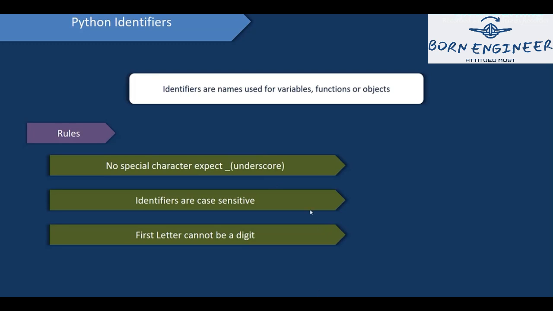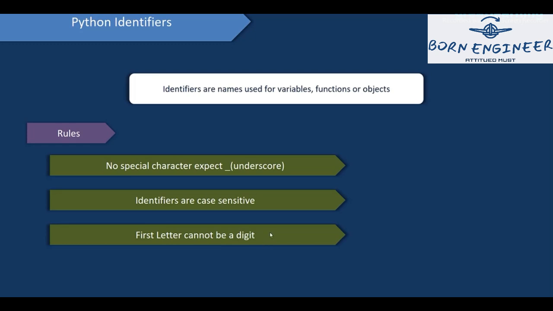You cannot have any special characters in the name of the variable, except underscore. It is also important to keep in mind that identifiers are case sensitive. Let's say you give the name Lisa where L is capital, and you also have another identifier where L is small. Both of these would be different. You've got another rule over here: the name of a variable, function, or object cannot start with a digit. It can only start with a character or an underscore.